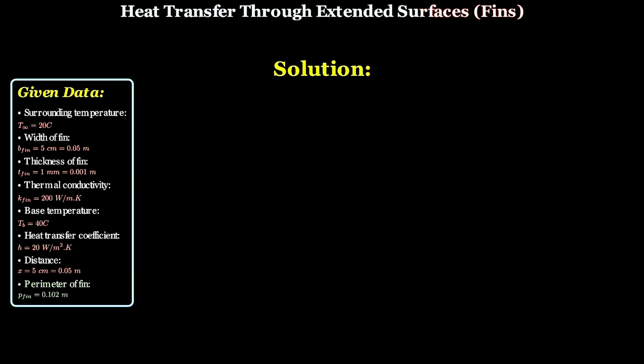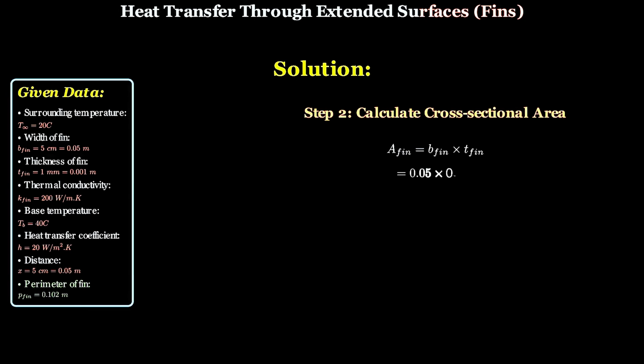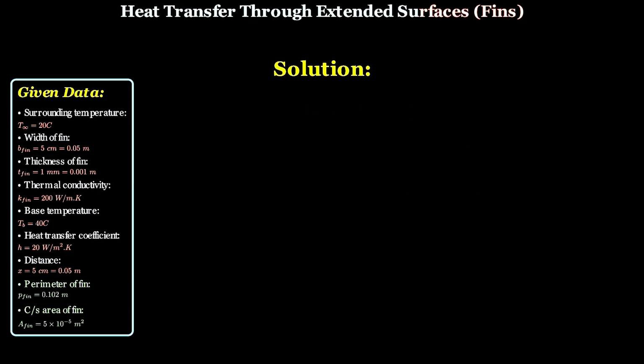Step 2. Calculate the cross-sectional area. The cross-sectional area equals width times thickness. That's 0.05 times 0.001, which gives us 5 times 10 to the power of negative 5 square meters. Adding this to our data, the cross-sectional area of the fin is 5 times 10 to the negative 5 square meters.